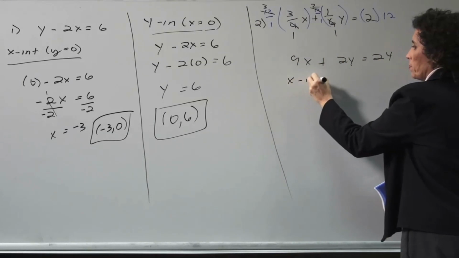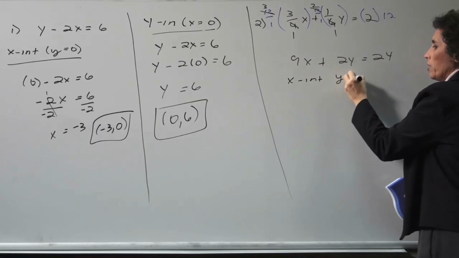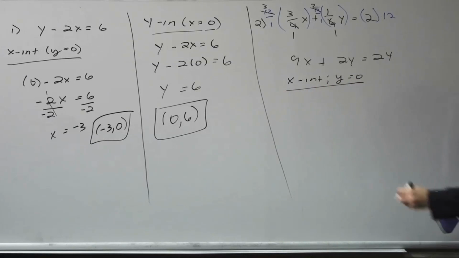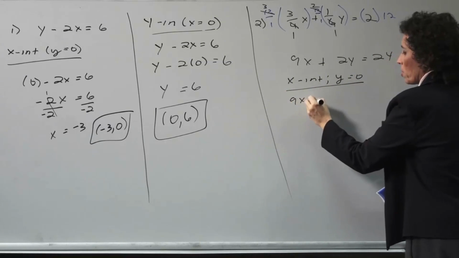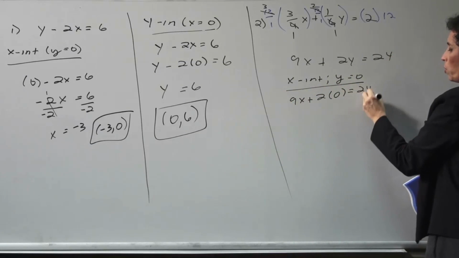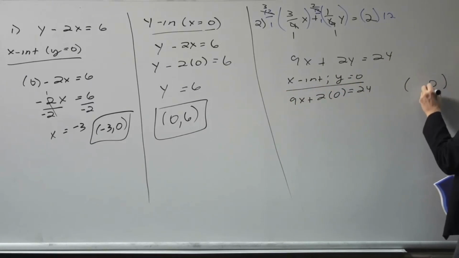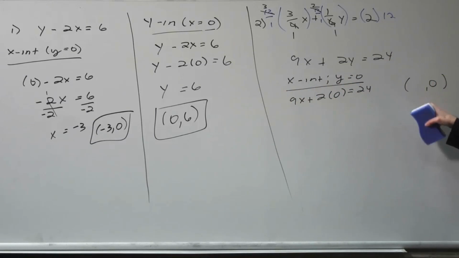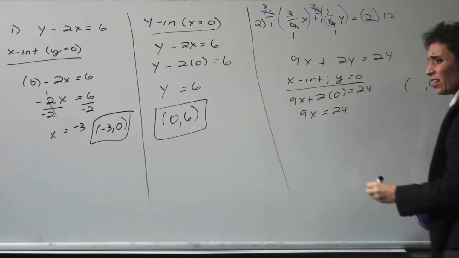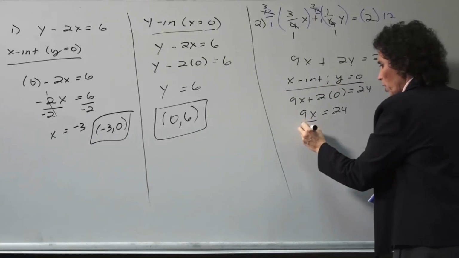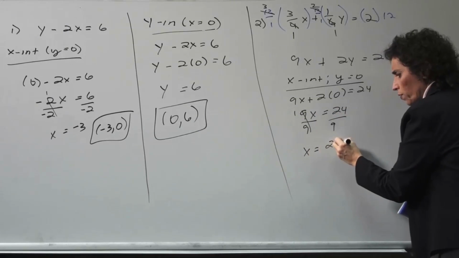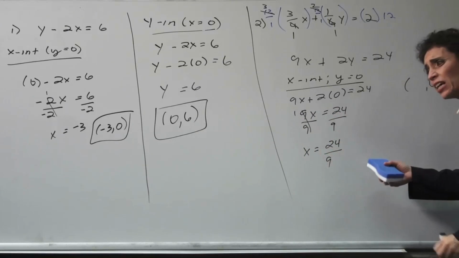X-intercept. Y has to be 0. That's how we get the x-intercept. So 9x plus 2 times 0 equals 24. So remember, y is 0. So right now we're making y 0. Don't forget that. We get 9x, and it's definitely not going to be pretty. Divide by 9. Divide by 9. x equals 24 ninths. But if I wanted to graph that, that's not helpful for me.